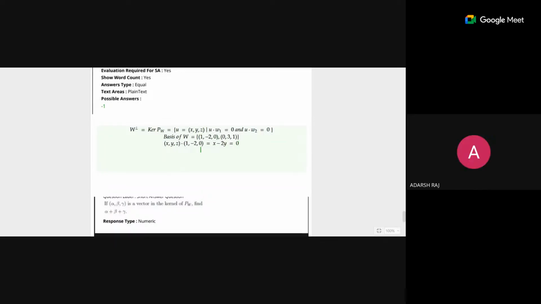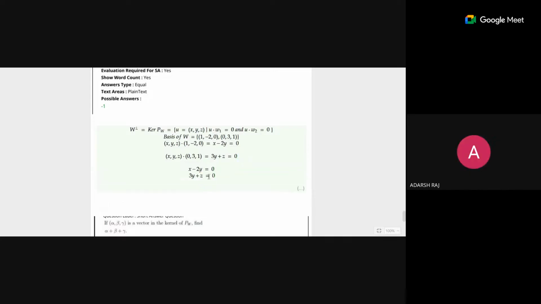So this will be x minus 2y equal to 0, and this will be what? 3y plus z equal to 0. Now solve both equations. x equal to 2y and z equal to minus 3y.